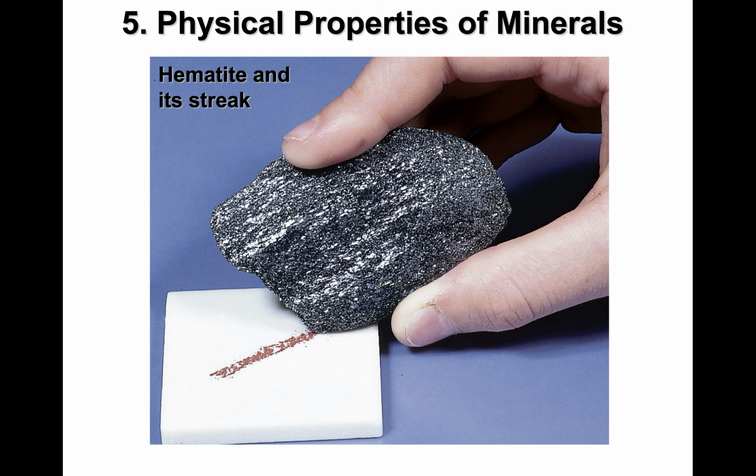Then we have, for example, the streak, and here we have hematite, which you know is Fe2O3. You use a porcelain plate and scratch on it, and the hematite will give a reddish streak. So you can easily distinguish between the hematite and, for example, the magnetite, because the magnetite has a grayish to black streak, whereas the hematite has this reddish streak.